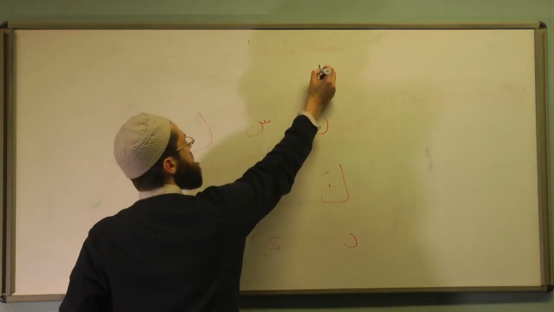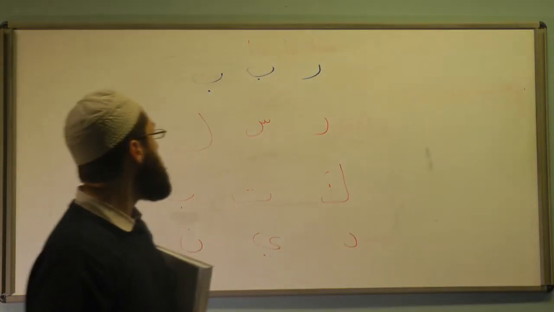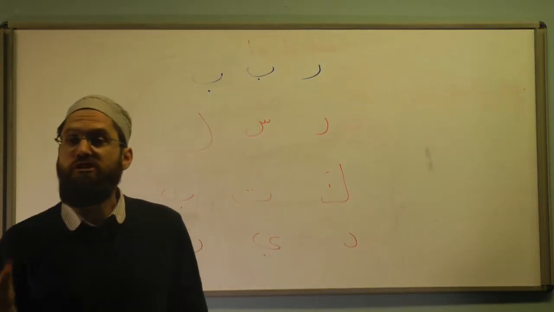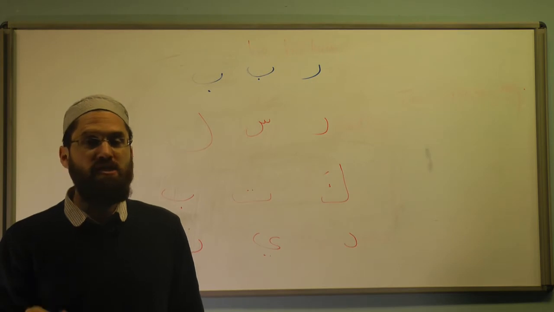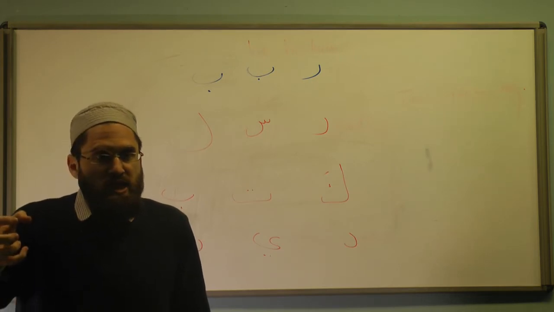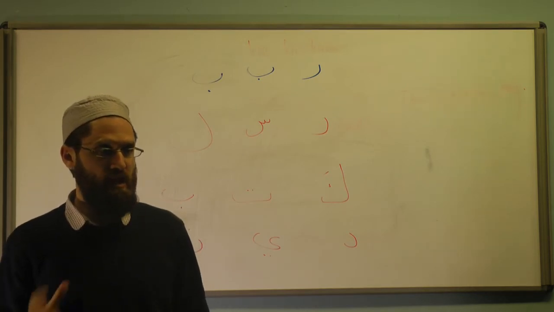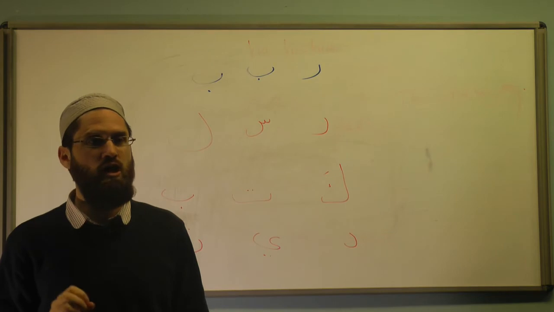Ra, ba, ba. Do you see the shidda, the little W on top? That tells you it's two of the same letter. So, rababa, the root meaning of rababa means to take a liquid and make it more and more solid until it becomes resilient. That's the essential meaning of Rabb. So Allah is the Rabb.